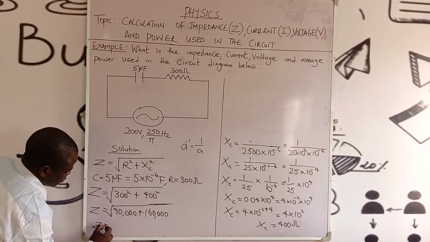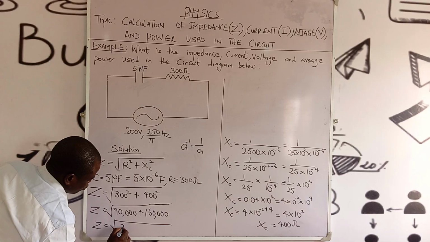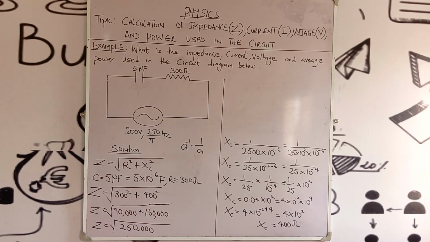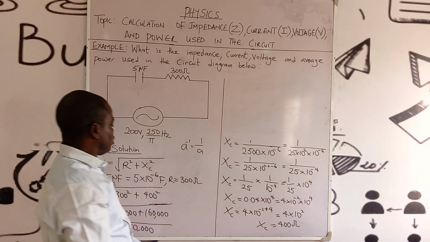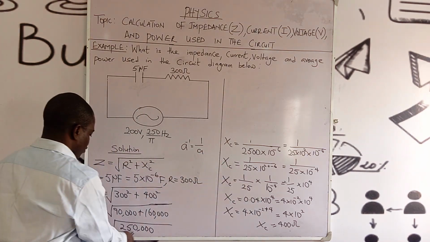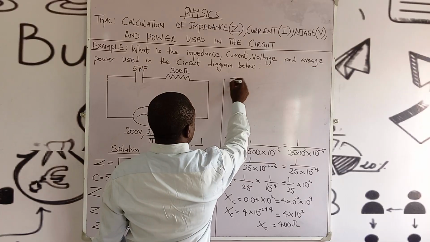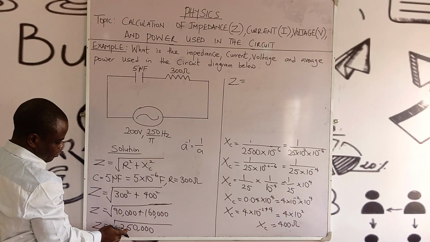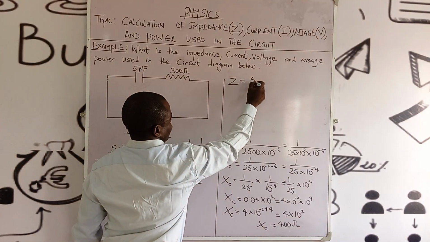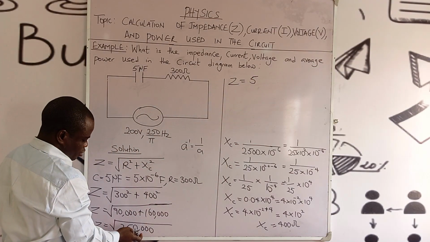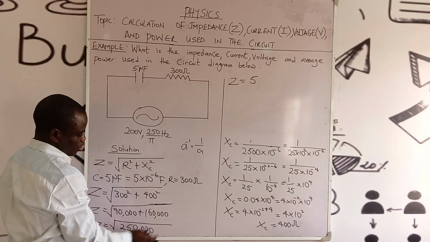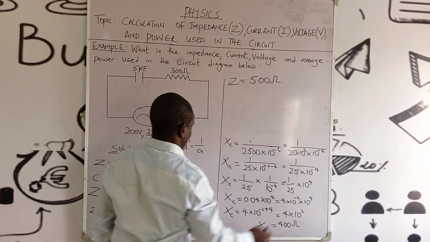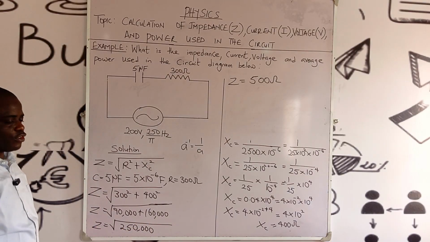Z equals square root of 250,000. Okay. Now we want to get the square root of 250,000. The impedance equals square root of 25, which is 5. And we have 4 zeros, you pick 1, which is 500 ohms. Your impedance is 500 ohm.